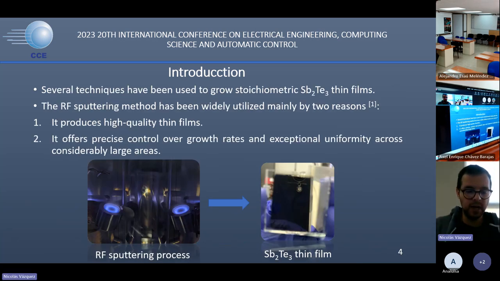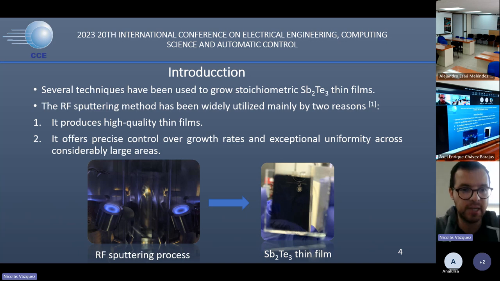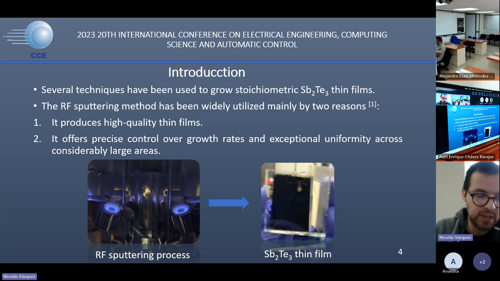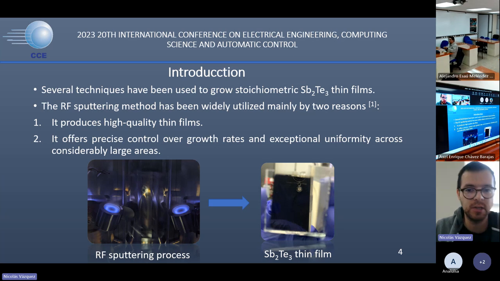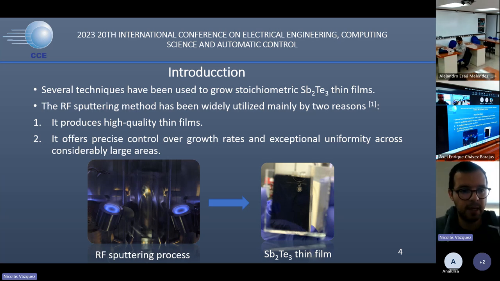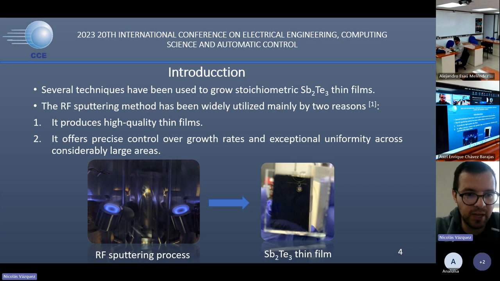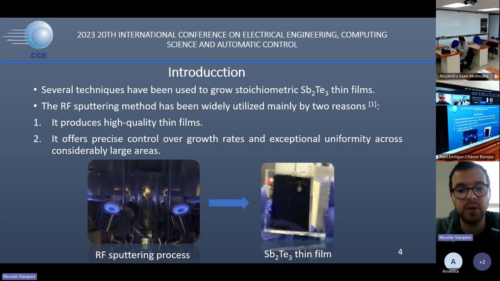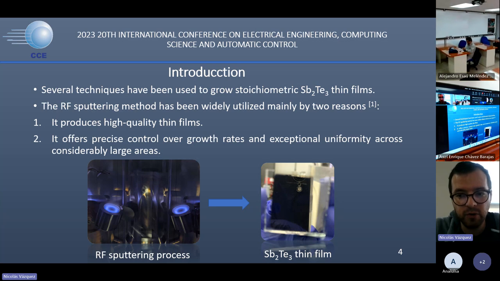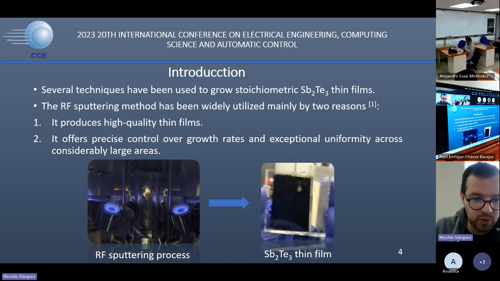Well, this material has been grown by several techniques, such as MBE, electrodeposition, PLD, among others. But one technique that has attracted attention lately to grow this material is the RF sputtering process, mainly for two reasons. One, it produces high quality thin films, and two, it offers precise control over the growth rates and exceptional uniformity across large areas, which basically means that you can control the thickness of the layer with very high precision.